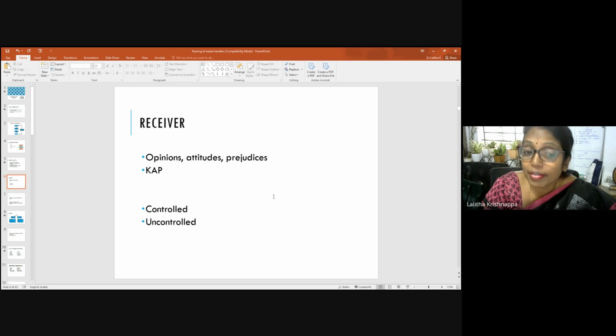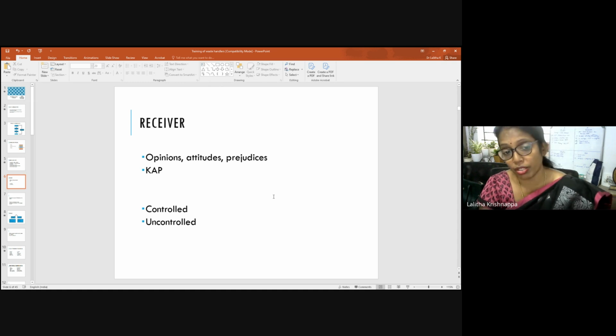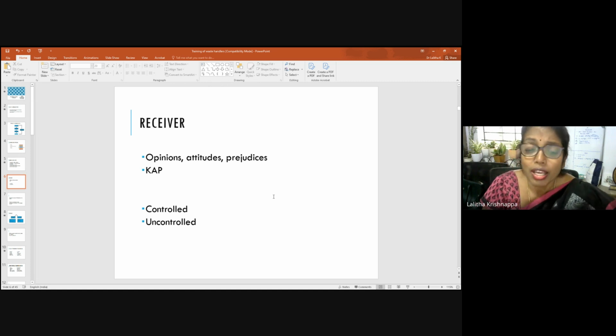Okay, receivers again can be controlled or uncontrolled. You now, as together, are under control. I may not say it's completely controlled, but I know the number of people who are there, who are the ones who are interested and who want to learn about biomedical waste. That's why you are there. So that is a controlled group.